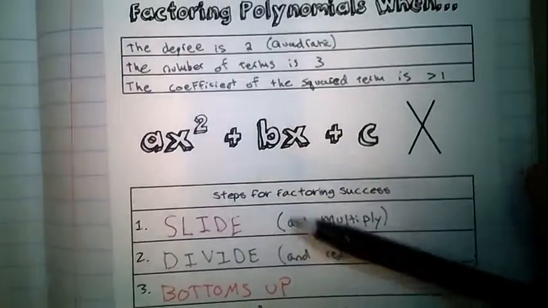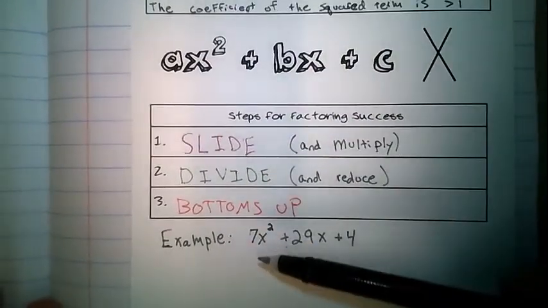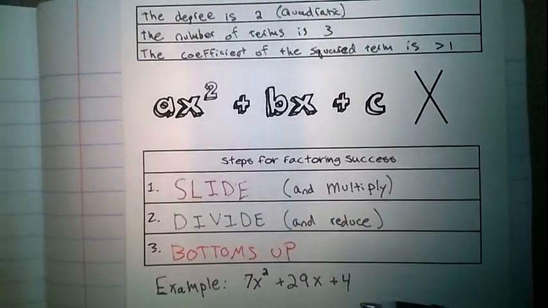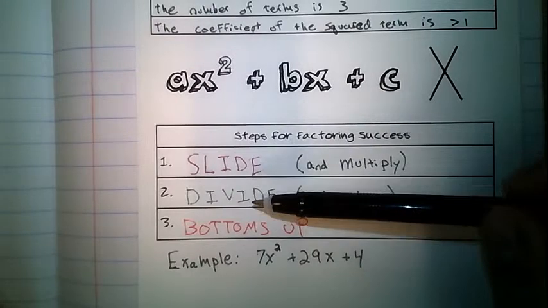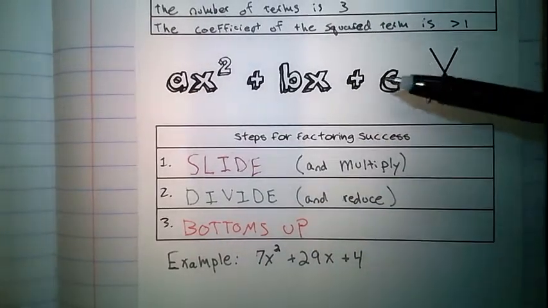Now we want to be able to use the x puzzle, but we're running into a problem that it doesn't work if there's a number in front of the x². So we have to use a strategy. And the strategy is called slide, divide, and bottoms up. It's also called the AC method in other books.